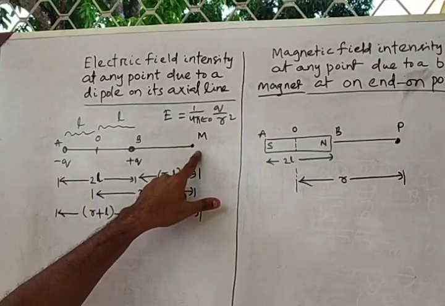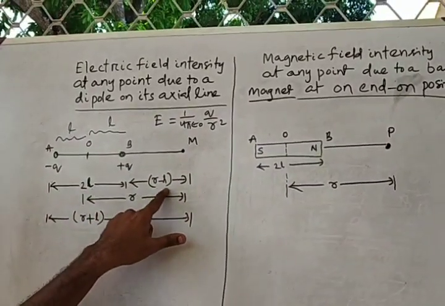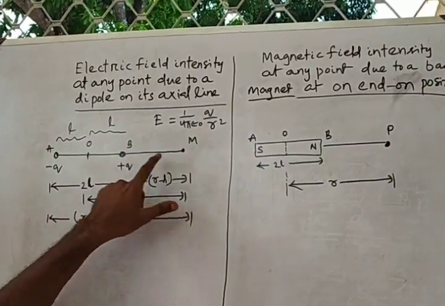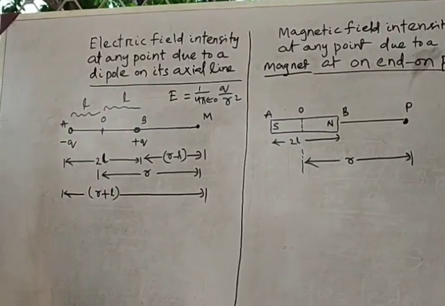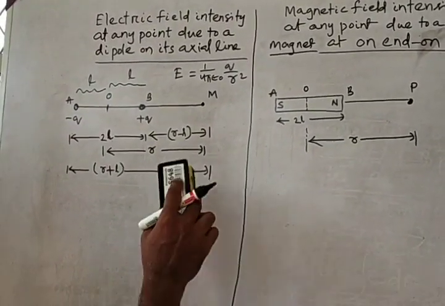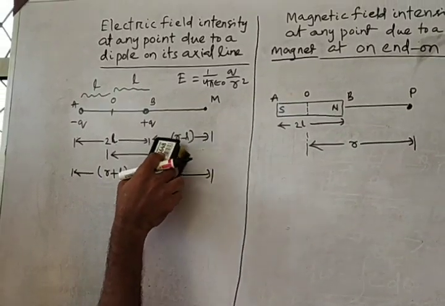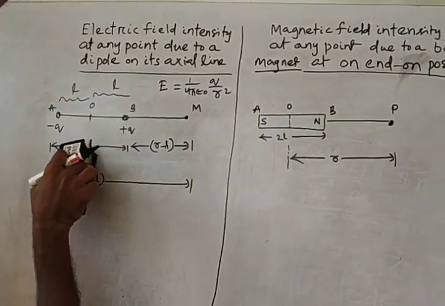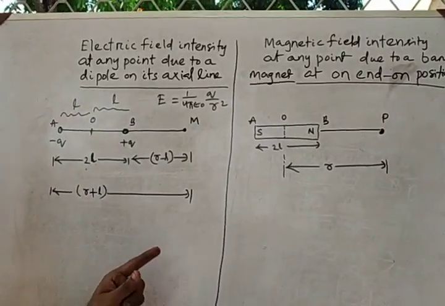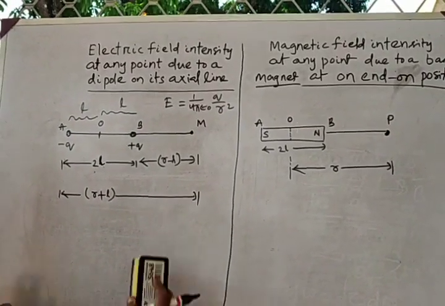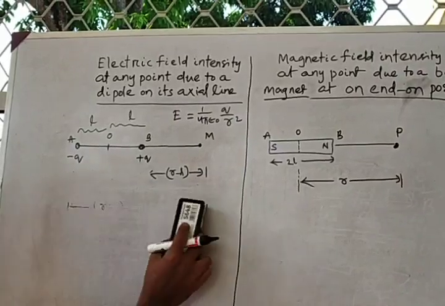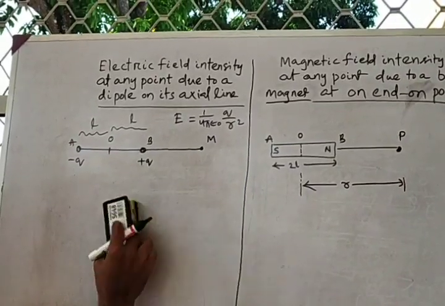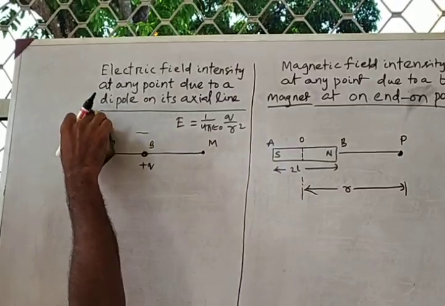So the distance of point M from the plus Q charge is R minus L, and the distance of point M from the minus Q charge is R plus L. To make it clearer, I am erasing it out. But you do not need to erase it while solving or deriving this for a CHSE or CBSE exam. To make it look better and easier, I am erasing it and writing only the necessary things.